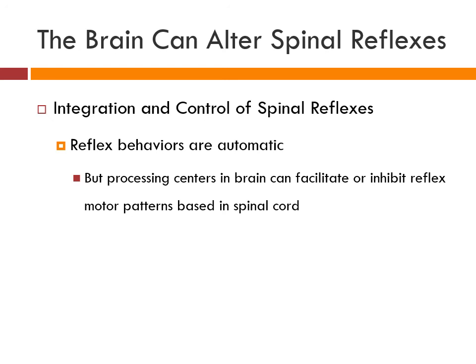Now, these reflexes occur in our body in response to a stimulus, but the brain can also alter the spinal reflexes, which is really cool. And the brain can either facilitate them or utilize them for its purposes, or it can inhibit them if it doesn't want them to happen at that time.